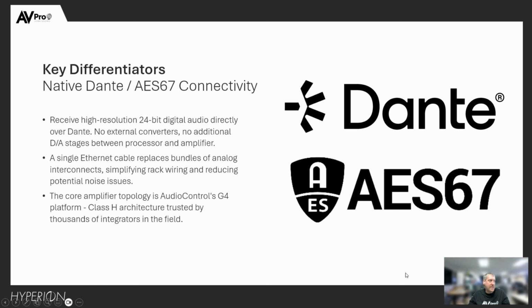So key differentiators, obviously, the native Dante and AES67 connectivity is going to be a huge differentiator here, especially compared to the older G4 series that was just all analog amplifier. This enables Dante and AES67 inputs from the Axis series, so you're able to do your audio distribution over Dante and then do all your amplification for your big speakers locally.